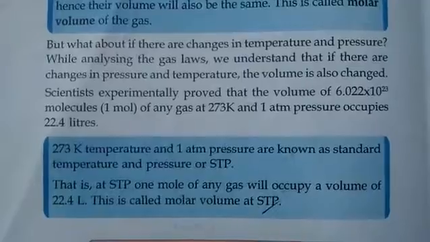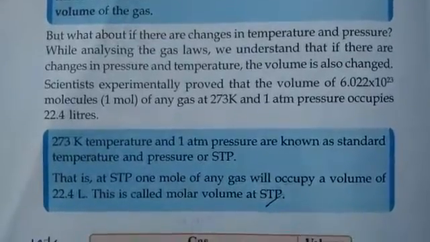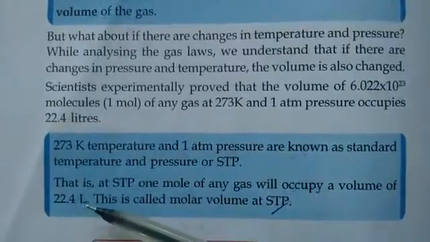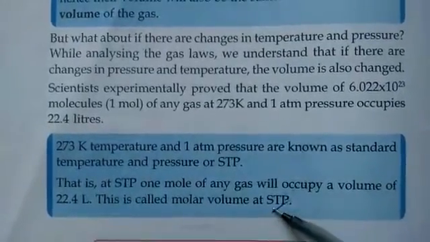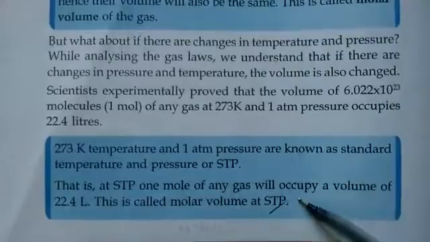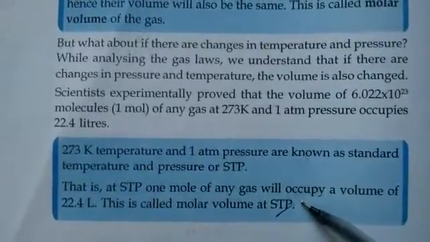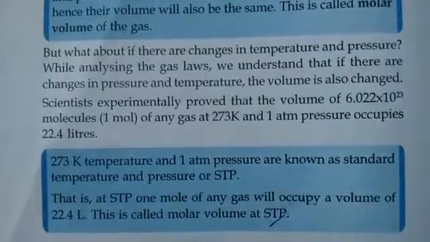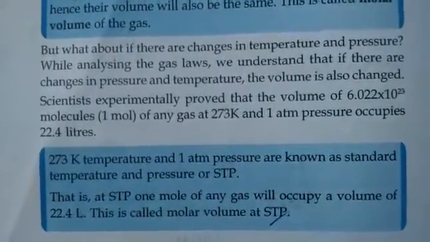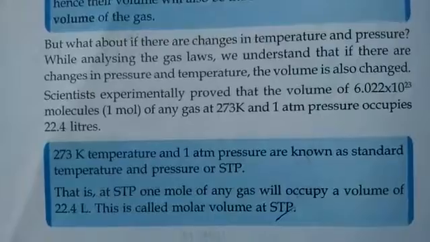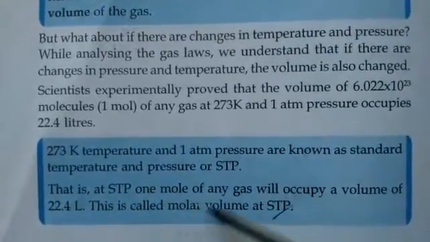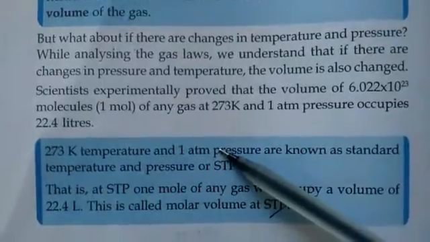So molar volume at STP is 22.4 liters. At standard temperature and pressure, the volume of any gas is equal to 22.4 liters. This is also named as molar volume at STP. So what is molar volume? 22.4 liters is the molar volume of any gas at STP. Standard temperature is 273 Kelvin. Standard pressure is 1 atm.